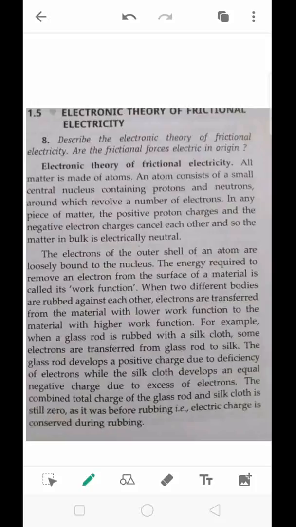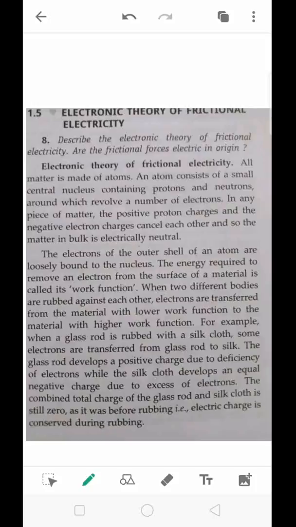So what is happening here? It is easy to remove electrons from the glass rod by using the silk cloth. That means the work function of the glass rod is less compared to the work function of the silk cloth. When both are under friction, what is happening? The electrons present in the outermost orbit of the glass rod are getting transferred to the silk cloth.